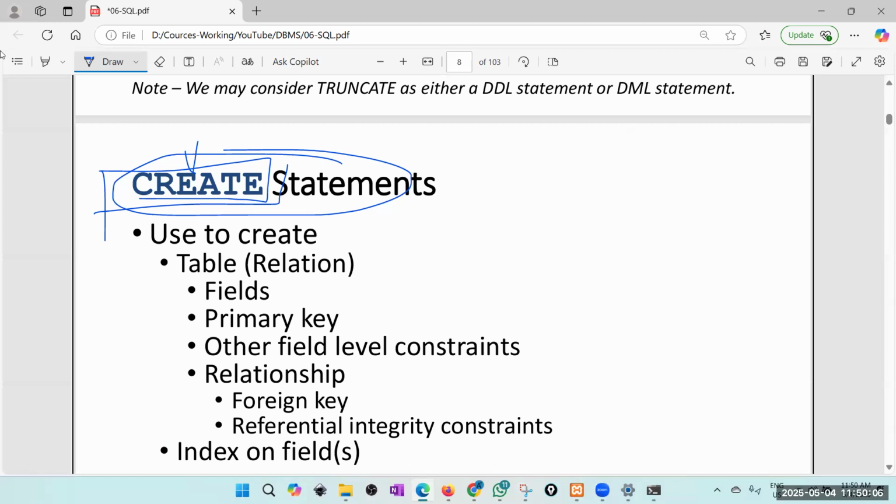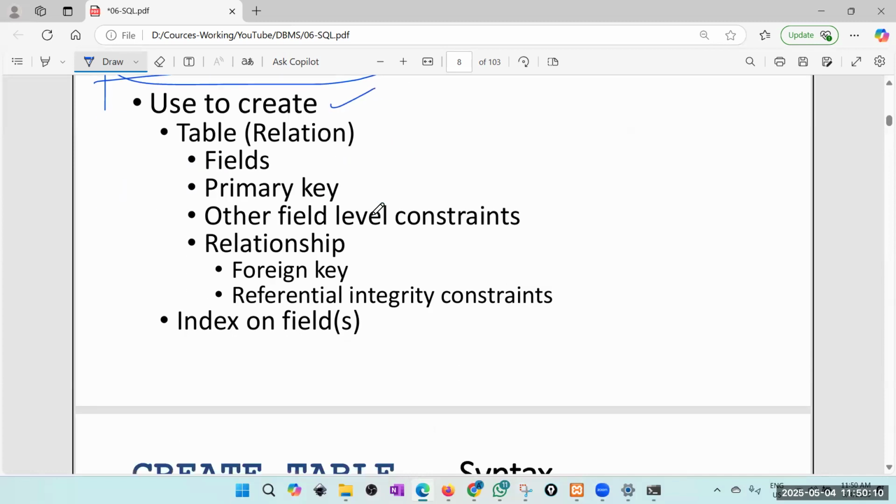Right. We can use create statements to create tables, which includes creating fields, primary keys, and any other constraints. And also we can create relationships using foreign keys. And also we can create indexes. So basically anything that you create, you use the create statement. So these are the things that you create in a database. Okay.